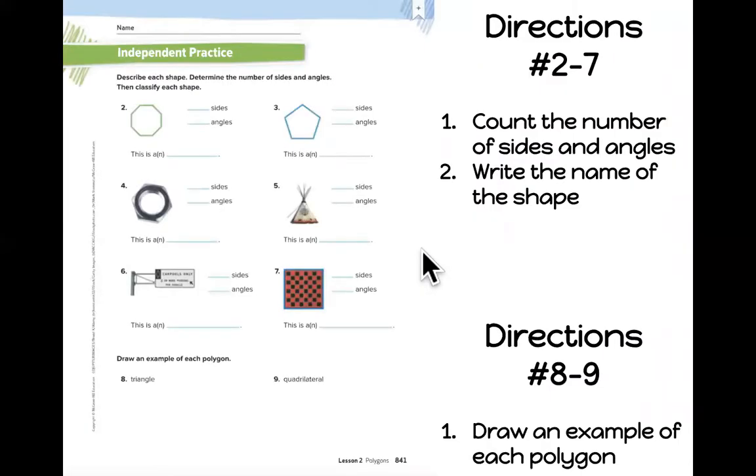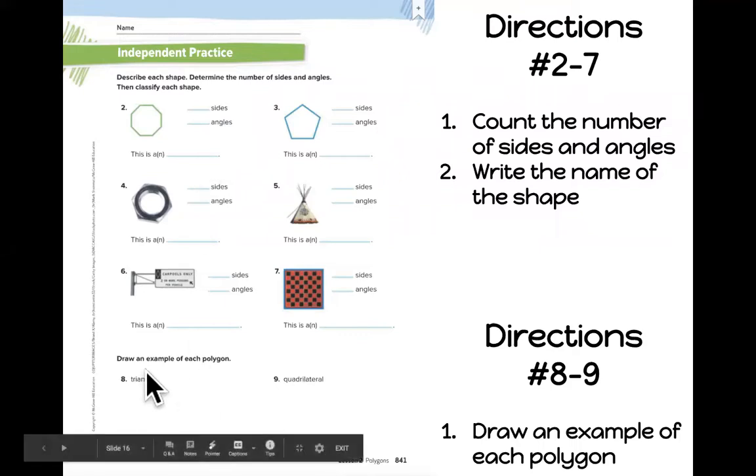Okay, so for your assignment today, the directions for numbers 2 through 7, you need to look at the shape that's there, and if you forget the shapes and the name of the shapes or how to spell them, you can look back at this presentation or the video, or just like we did yesterday with the angle video, we'll also post just this presentation so you can kind of take your time and work through it as you need to. So you need to count the number of sides and the number of angles and write that number on the line. And then you also have to write the name of the shape. Make sure you spell the name correctly.